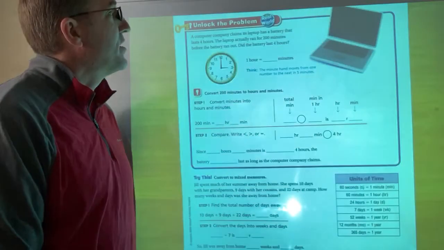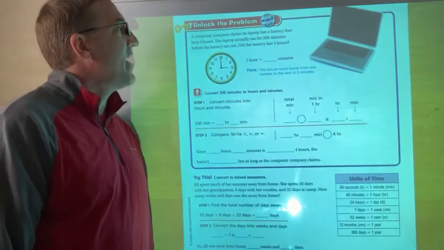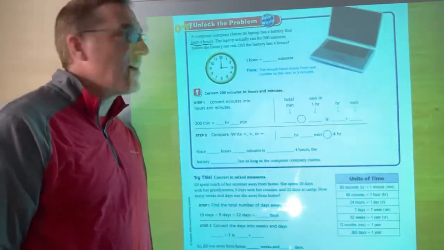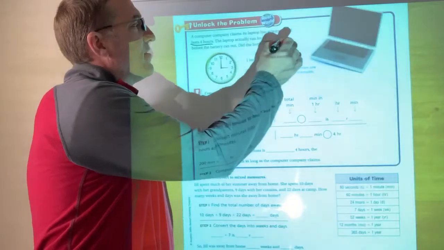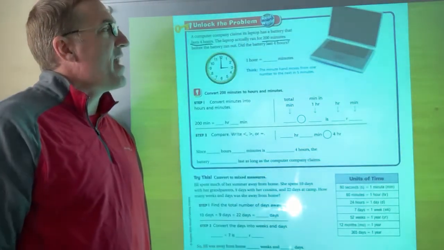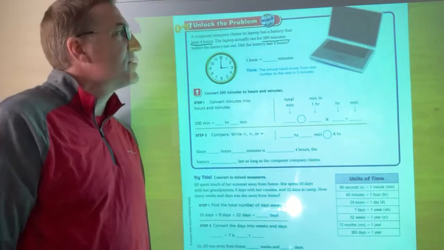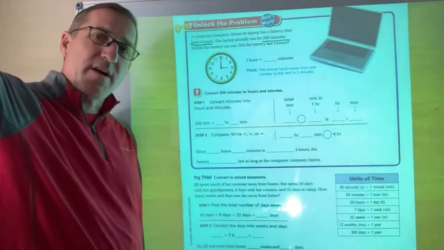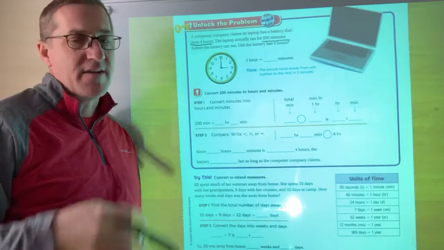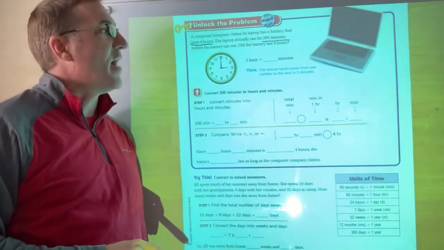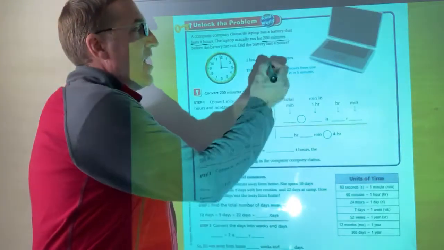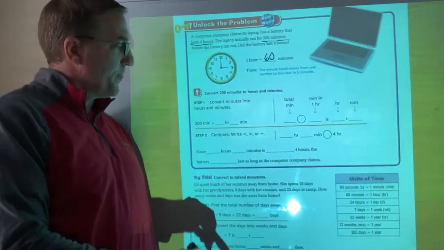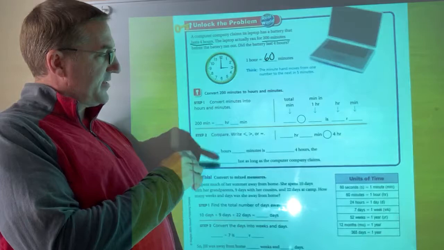Here we got a computer company claims its laptop has a battery that lasts 4 hours. So they say it lasts 4 hours. The laptop actually ran for 200 minutes before the battery ran out. Did the battery last 4 hours? So we're going from minutes to hours. Hours are bigger, so I need fewer of them, which means I'm going to divide. And if you look at your chart, it'll tell you to divide by 60 because 1 hour, as we all know, equals 60 minutes. So we're going to convert minutes into hours and minutes.